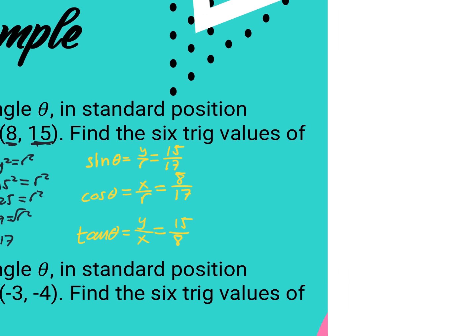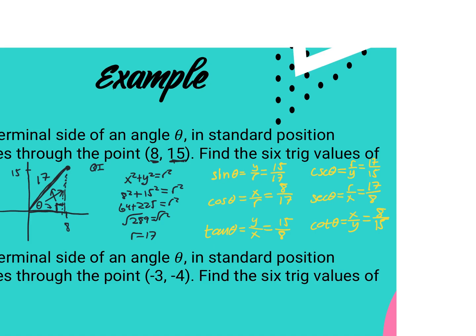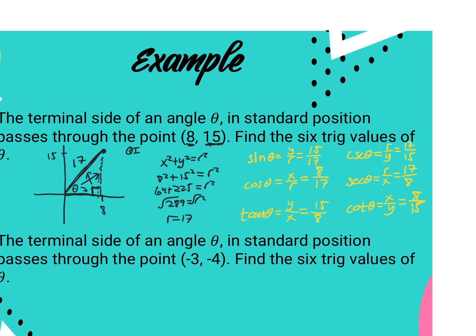All right, and then to find the reciprocal trig functions, just take the reciprocal. So I get cosecant is r over y, which is 17 over 15. I get secant is r over x, which is 17 over 8, sorry. And then we get cotangent of theta is x over y, which is 8 over 15. All right, so essentially the same as we did before in previous lessons, just looks a little different because now it's actually all relating to the coordinate plane.